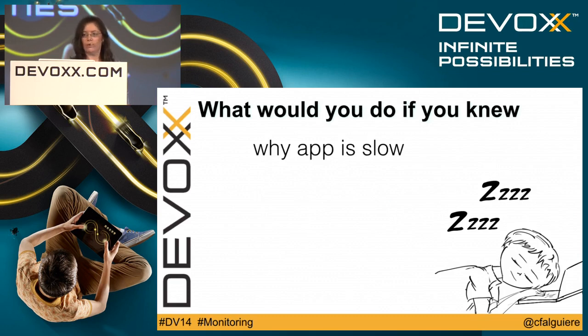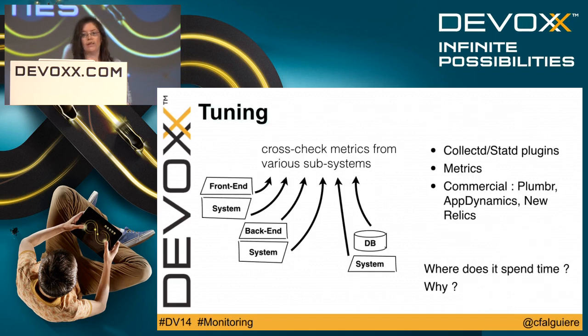So what would you do if you knew that your application is slow? Well, this relates to tuning, and tuning requires a lot of data from a lot of different systems. And the main problem is you don't know all these systems. So it's often useful to have collectors or commercial tools that know how to monitor all these systems and get the interesting metrics.